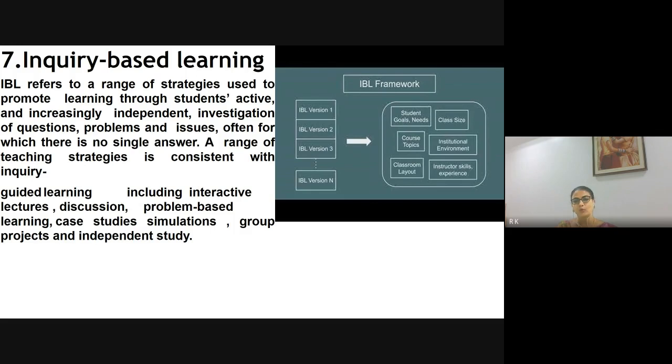Everything will not come overnight. We need to understand and first experiment with this particular method, and then only we can take it to class. Honestly speaking, the next inquiry will be structured inquiry. In the structured inquiry, you give the students an open question and an investigation method.